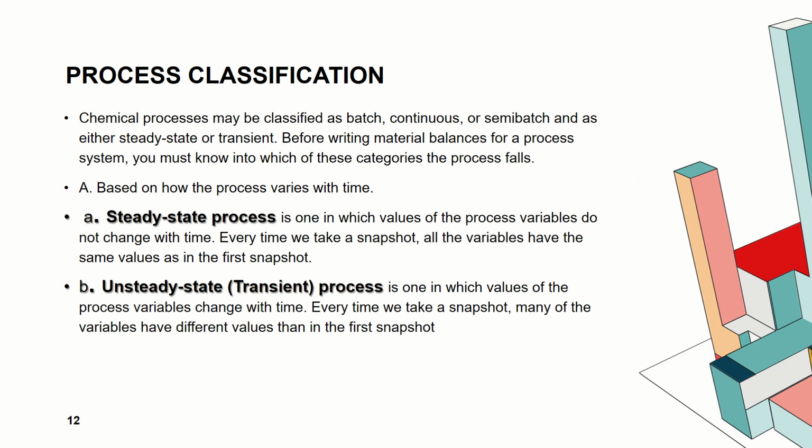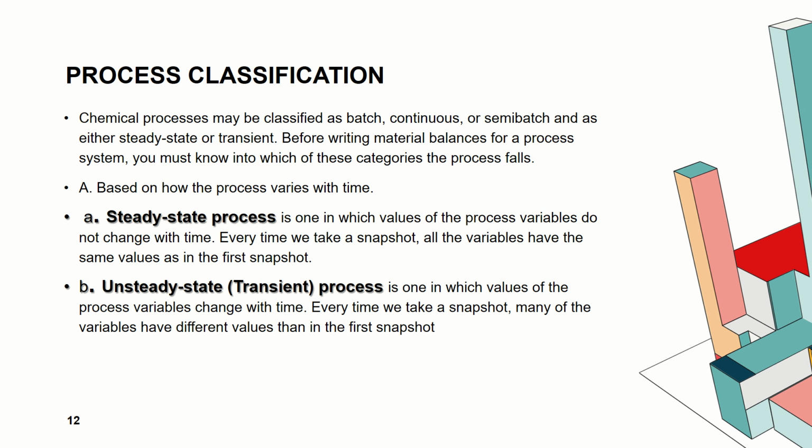Chemical processes may be classified as batch, continuous or semi-batch, and as either steady state or transient. Before writing material balances for a process system, you must know into which of these categories the process falls. So we are coming to look into the classification of the process based on their variation with time.